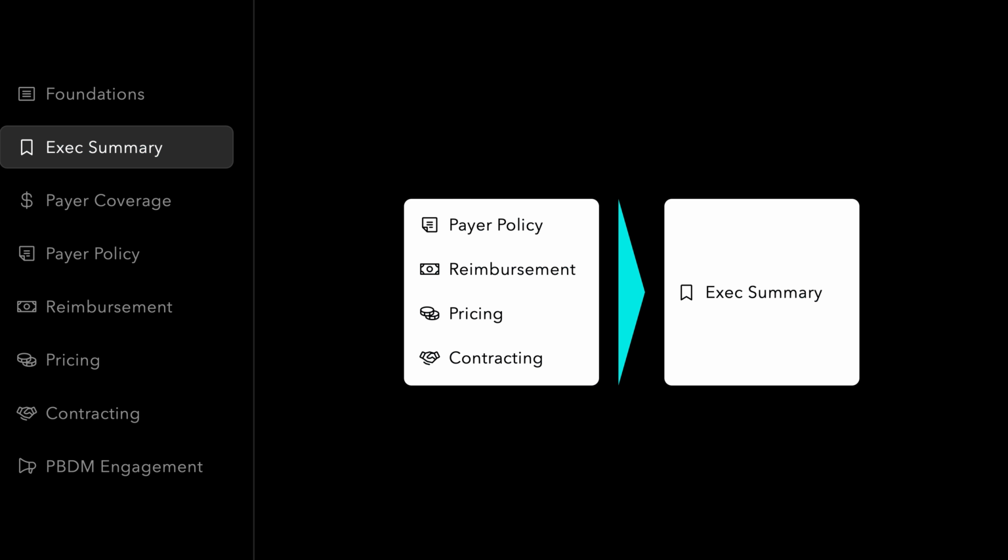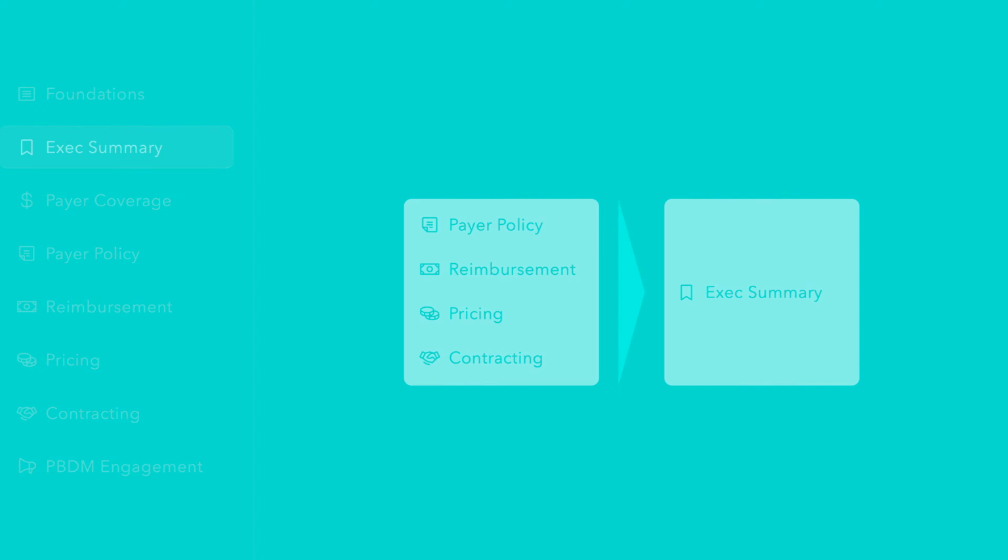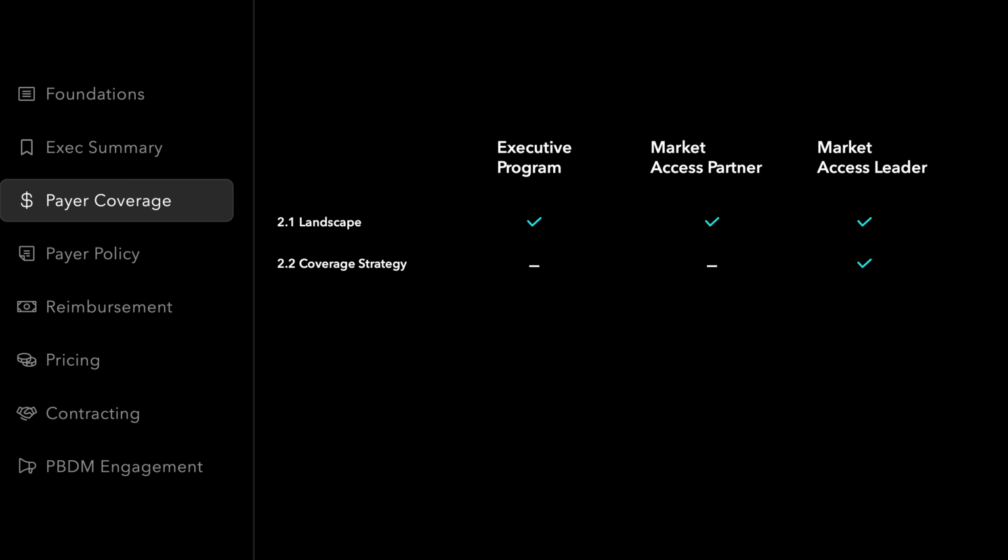It's important to note the executive summary focuses on summarizing 4 key areas: payer policy, reimbursement, pricing, and contracting. The payer coverage section includes landscape, which focuses in on the types of insurance coverage patients have in the United States. Also talks about the geographical differences in coverage. This is where you'll begin to understand Medicare, Medicaid, the parts of Medicare, etc.